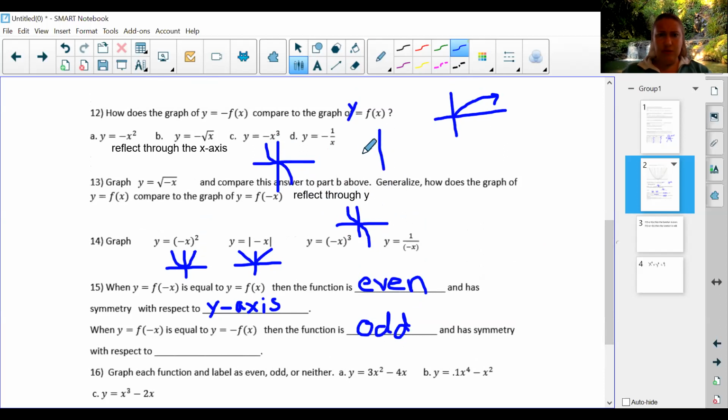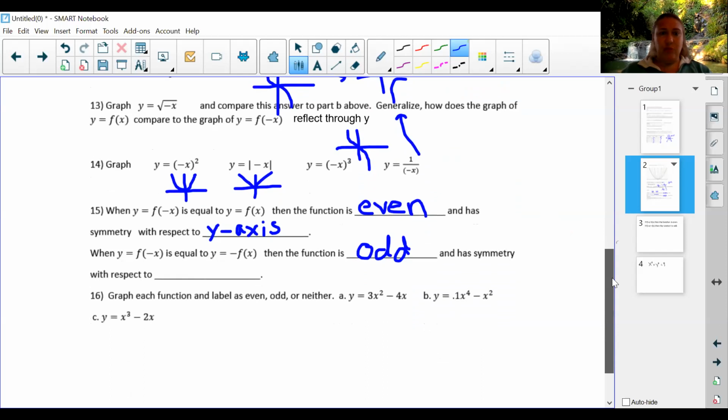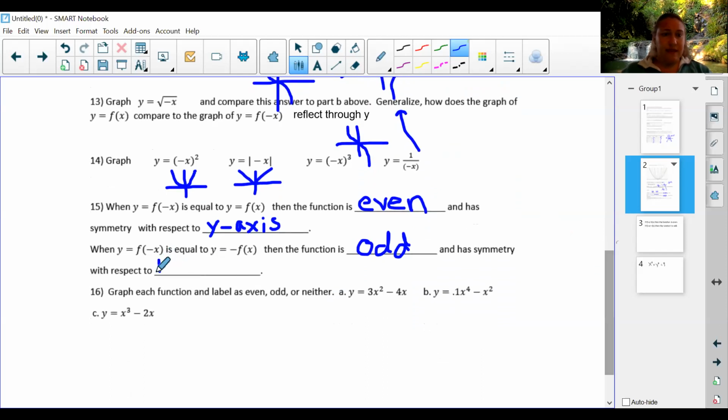And you should notice in letter D, you'd get the same answer both here and here. So these two functions are known as odd functions. What odd functions have is symmetry with respect to the origin. I could do a point reflection through the origin.